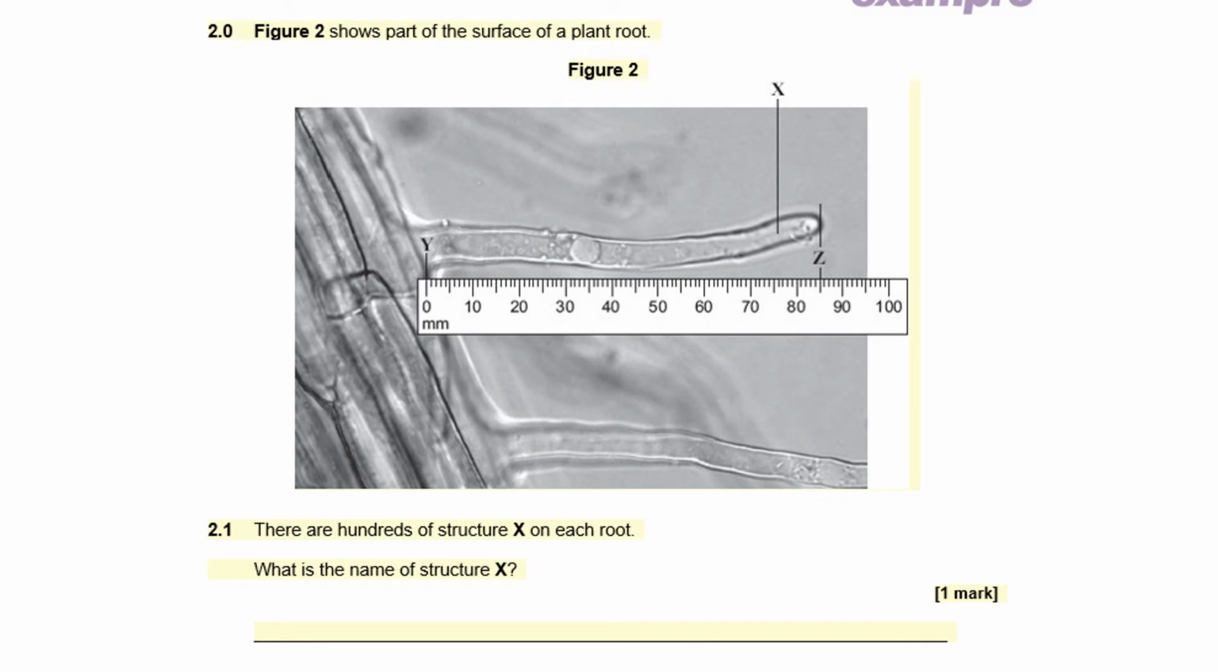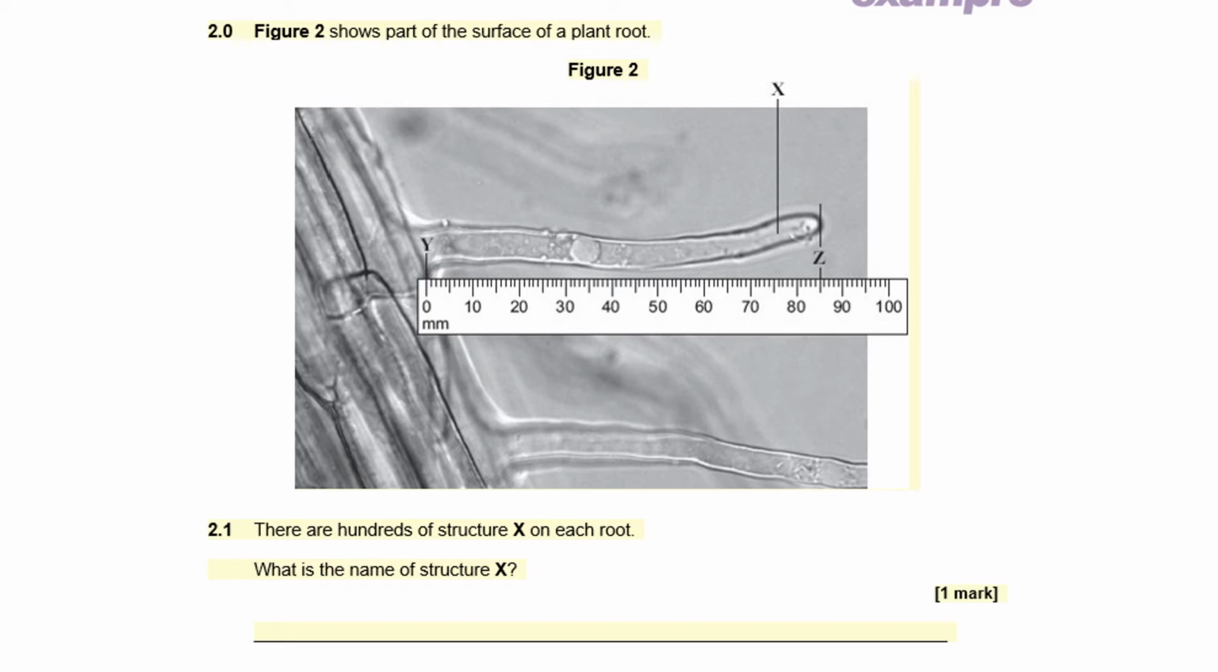Okay, so now we're going into a little bit of maths in this question. The first one, though, we're just stating a structure. So figure 2 shows part of the surface of a plant root. And we've got a picture of a structure that's been labelled Y and Z at 2 points, the beginning and the end of that structure. We've got X, which is just pointing to the structure. And then we've got a little ruler on there as well with graduations.